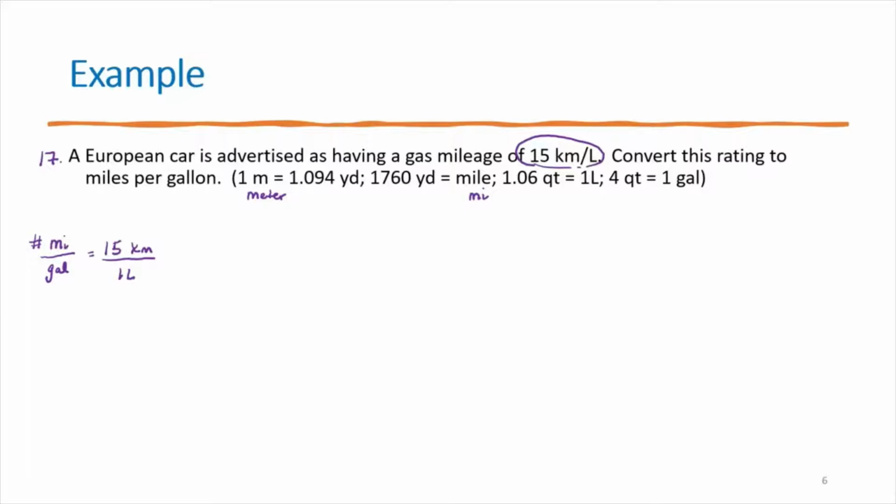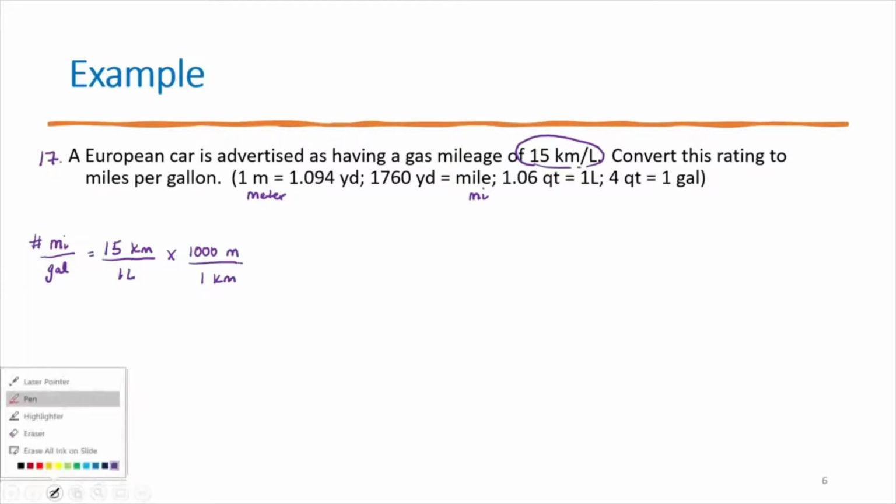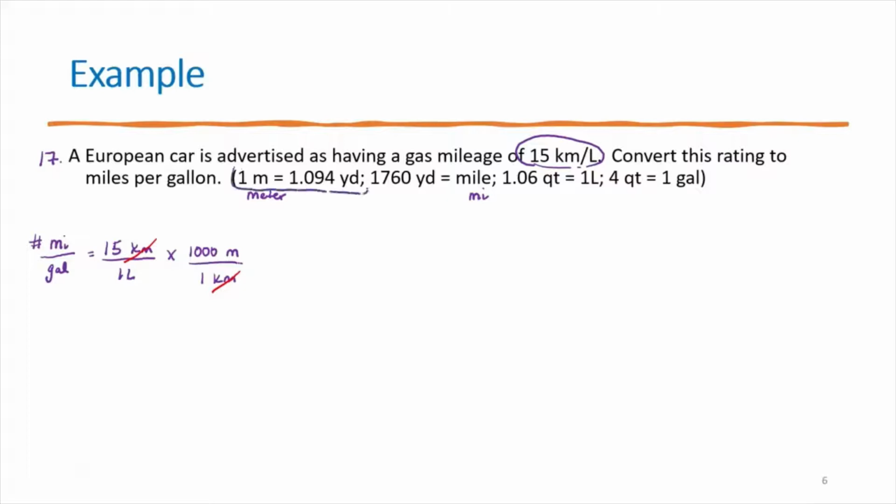I know a conversion between meters and kilometers. So I'm going to do the conversion I know to convert to meters, then I'm going to use the conversion that's provided to convert to yards. So I know there's 1,000 meters in 1 kilometer. If I was to stop right here, my kilometers have canceled out and I am in meters. Now I can use this conversion. So times 1.094 yards per 1 meter.